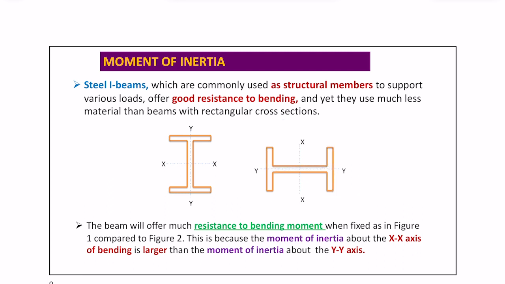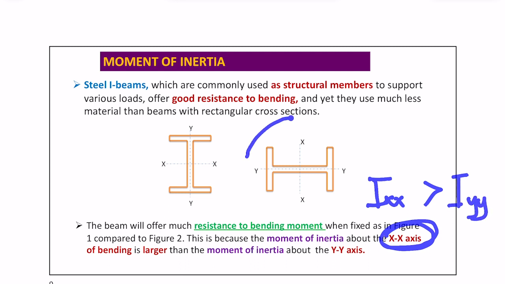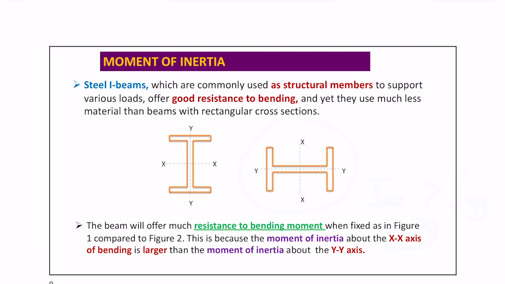This is because the moment of inertia about the x-axis of bending is larger than moment of inertia about the y-axis. Kita akan belajar calculate untuk x-axis and y-axis, and we will know that the I-axis for this shape is much bigger compared to the IYY in this manner.